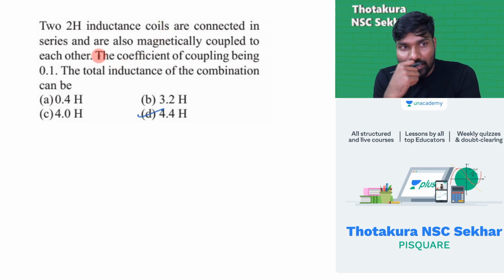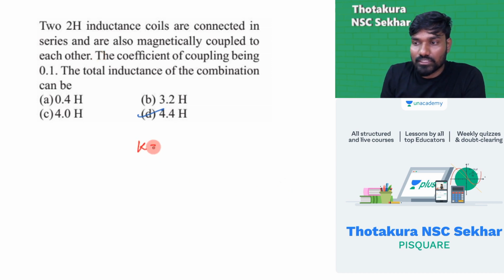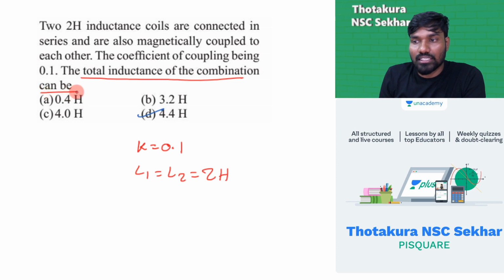Two 2 Henry inductance coils are connected in series and are also coupled magnetically. The coefficient of coupling K is given as 0.1. L1 is equal to L2 is equal to 2 Henry. The total inductance of the combination can be, there are two possibilities of series connection.